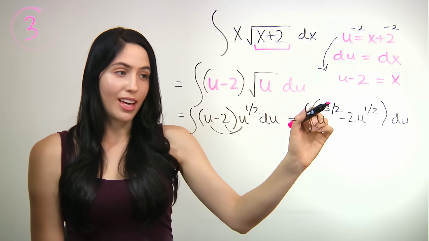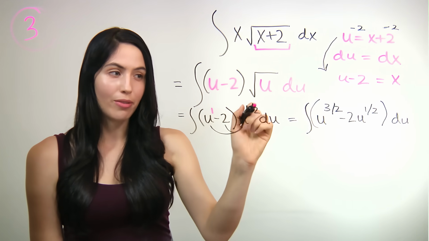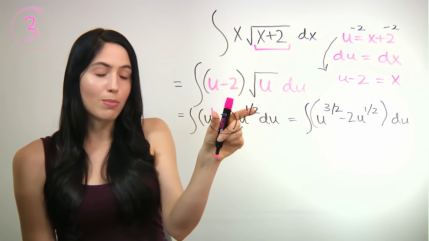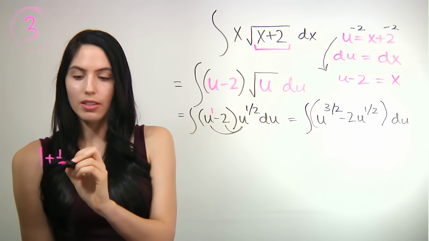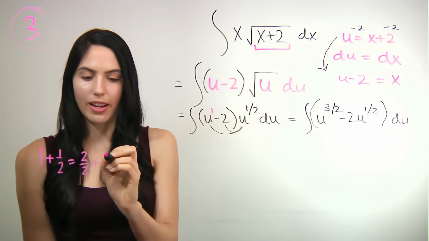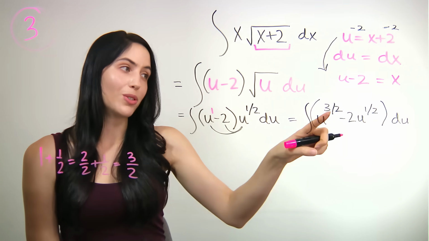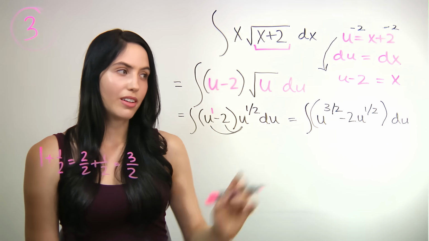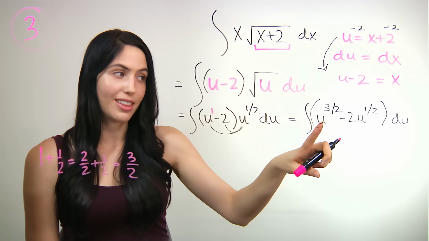This power is 3/2 because this was u to the first times u to the 1/2. What you have to do is add those exponents. When you add 1 plus 1/2, you get, with a common denominator, 2/2 plus 1/2, which is 3/2. So this is 3/2, and this is just minus 2 u to the 1/2 power. Now you're actually ready to integrate, and you can use the power rule to integrate these two terms.